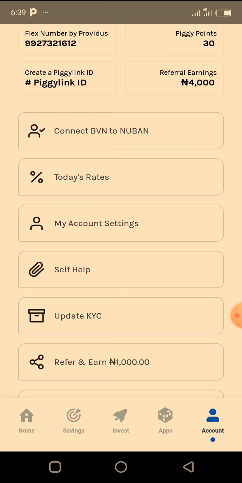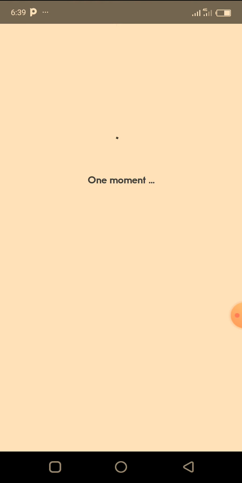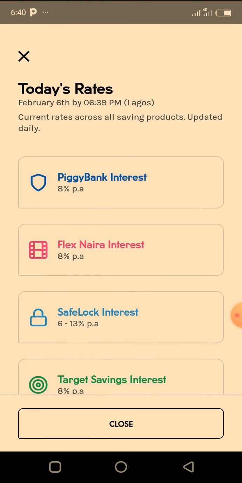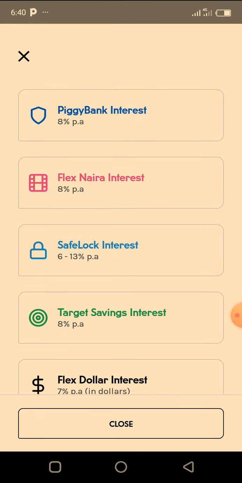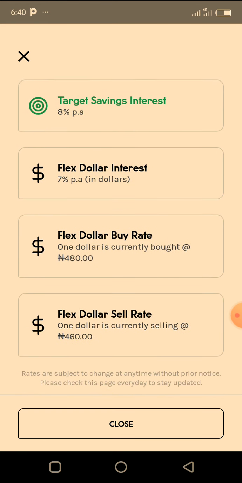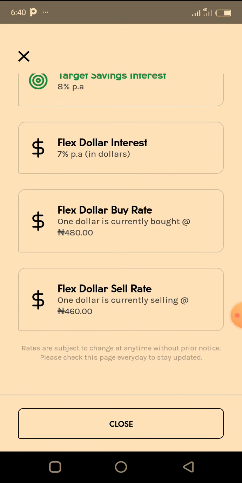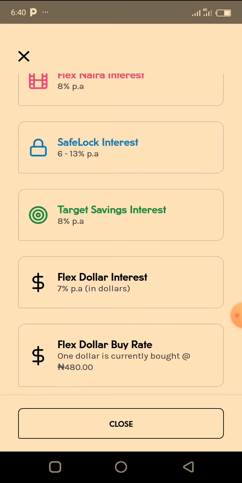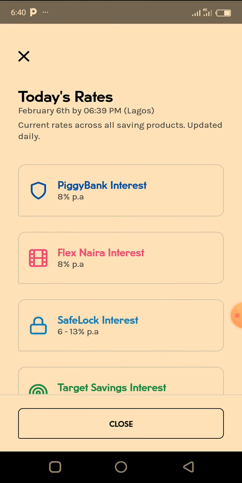Then you can check today's rates, 8%. I told you that SafeLock gives you up to 10%, so it can be from 6 to 13% if you lock it, depending on how long you lock the money there, 7% for your dollar. So for today, the buy rate and the sell rate: if you are buying dollar from them, they will give it to you at 480, but if you are selling the dollar to them, they will buy it from you at 460. You understand that. So that's today's rates.